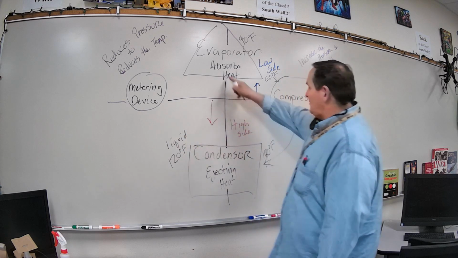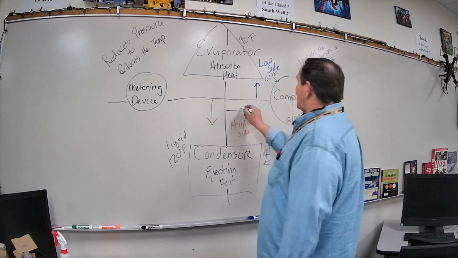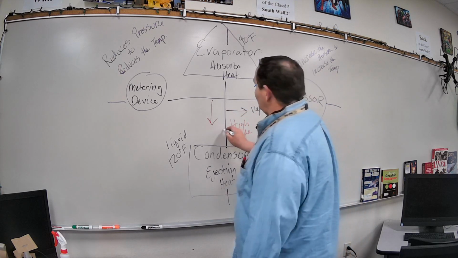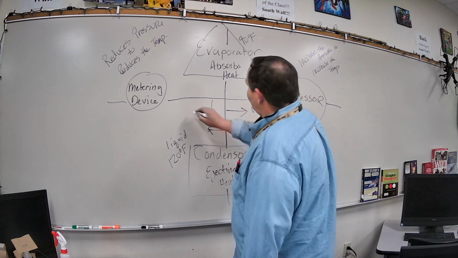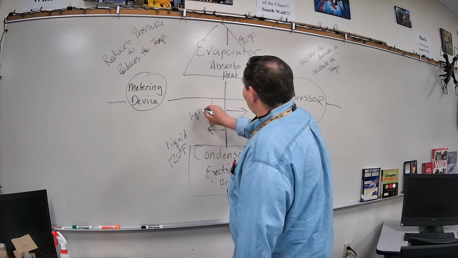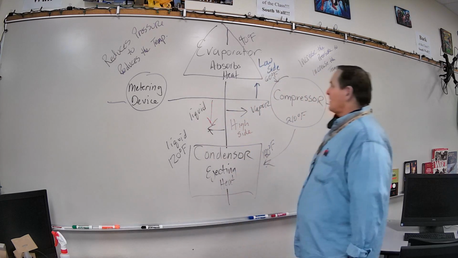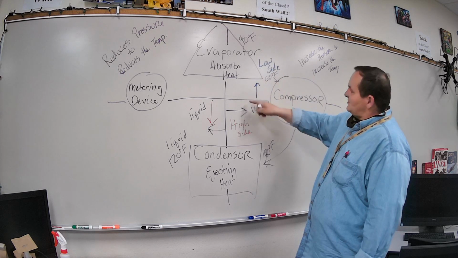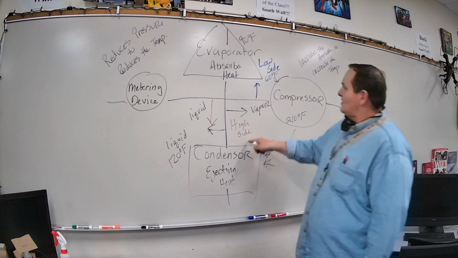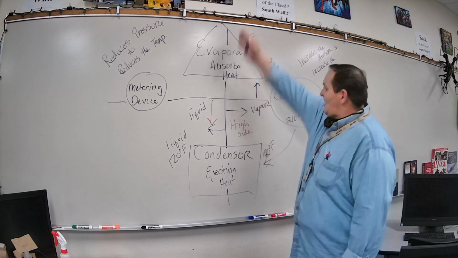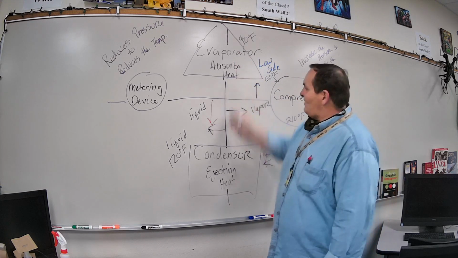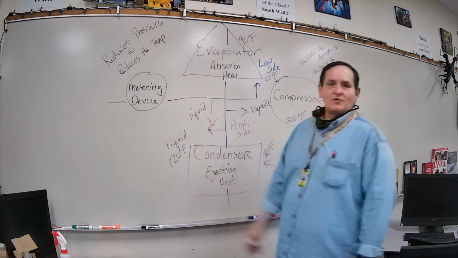And here's where we come in with this other line. Everything on this side is the vapor side. Everything on this side is the liquid side. So this side of the line is the low side. This side of the line is the high side. This side of the line, halfway through the condenser and evaporator, is the vapor. Halfway through, this side is the liquid side.